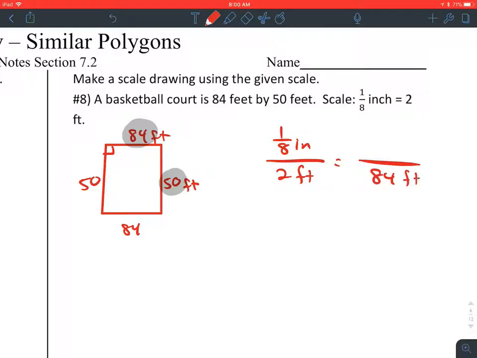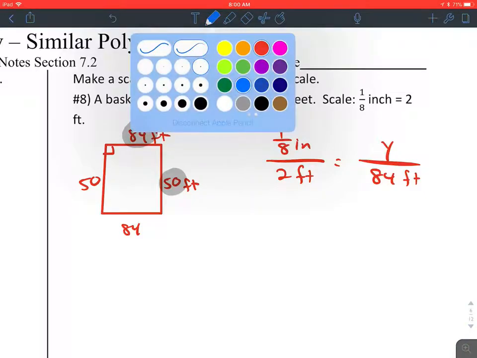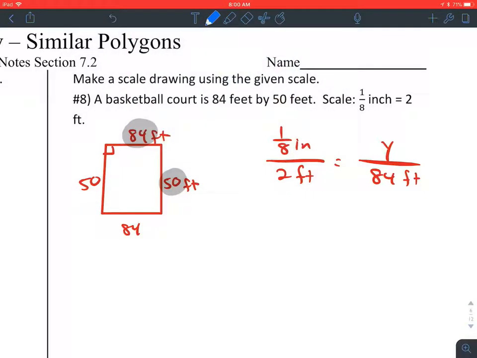Let's do the 84 first. The reason we put 84 on the bottom, notice both the bottoms are in feet. That means both the tops are going to be in inches. You need that relationship. So let's say this is y. So first thing I notice, I have this complex fraction that makes me sad. I'm going to multiply the fraction on the left by 1. You're allowed to multiply by 1 anytime you want. I'm going to write 1 in the form of 8 over 8. Why would I choose 8 over 8? Because 8 times 1/8 is 1. 2 times 8 is 16. Now I don't have a complex fraction.